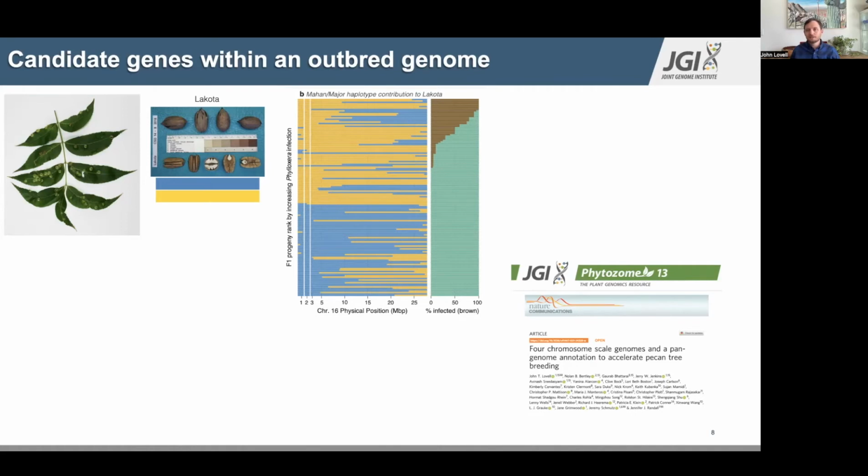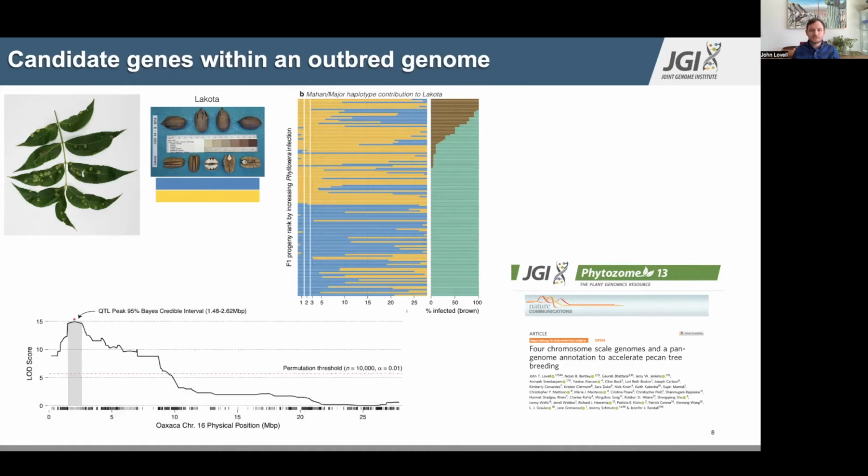You can see on the right of this plot, ordered by highest infection at the top to least infection on the bottom, that pretty much all of the individuals that have any gall infection at all on their leaves have this yellow genotype, this Mahan genotype, on the left arm of chromosome 16. This indicates that there's a strong association between genetics and molecular variation at a region and the quantitative genetic value of gall resistance. And indeed, if we apply a statistic to this and do QTL mapping, there's a 1.2 megabase interval that likely contains a causal variant that drives gall susceptibility.